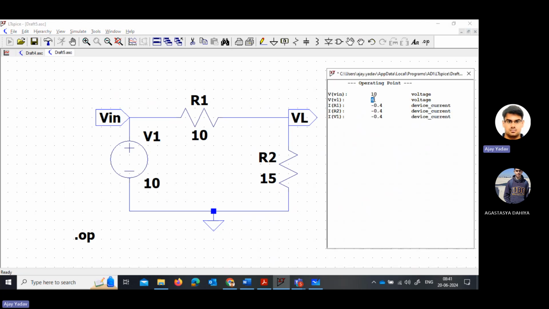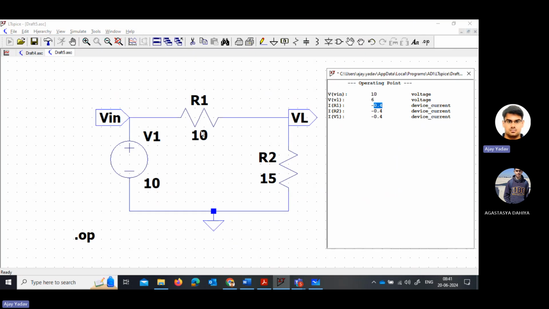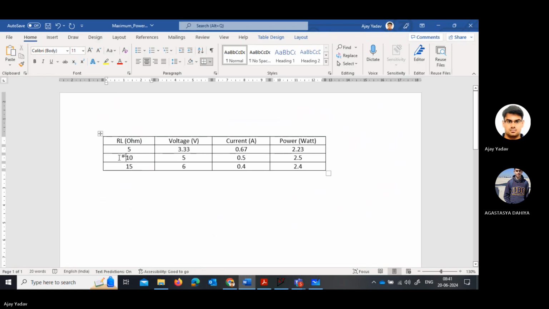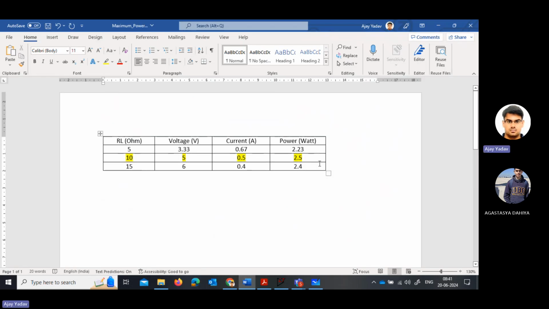So your voltage is 6 volt and the current is 0.4. So here, 6 volt, 0.4. When you multiply, you can see here also that when the value of RL is equal to 10 ohm, that is RTH, because if you see in this circuit, RTH is 10 ohm. So when the value of RL is equal to RTH, you are obtaining maximum power, right?